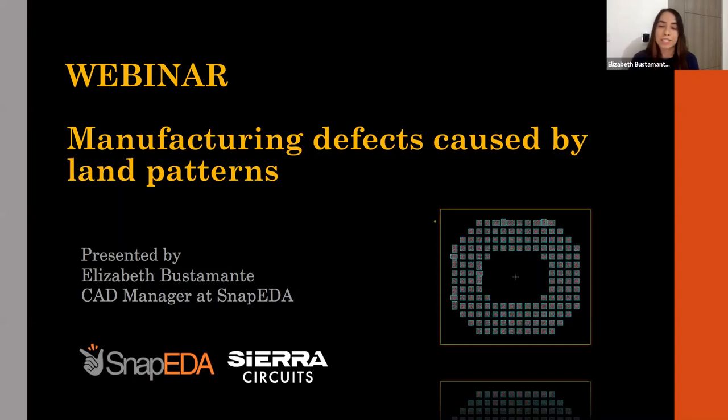I currently manage a team of 11 electrical and mechanical engineers, and we are creating thousands of CAD libraries per week for the 1 million engineers on our platform, snapda.com. We are basically helping our users to design their symbols and land patterns to ensure proper manufacturing. Some of the defects that I'm going to share today were real situations that our users faced, and I will also be sharing how we helped them figure them out.